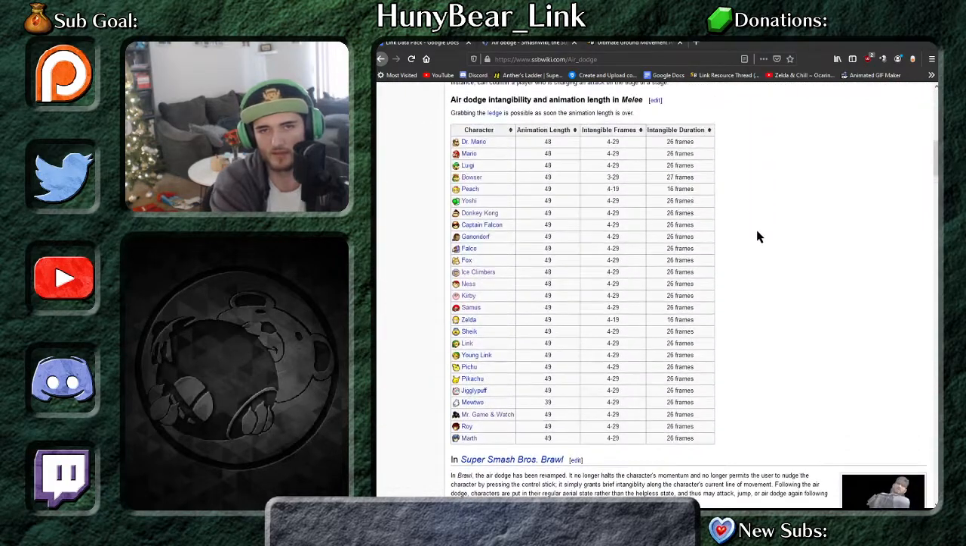Air dodge, you dodge in the air. That is pretty much the same throughout the entire cast, except for the Mario Brothers for whatever reason. Not really known, that. Oh, look at Bowser, frame 3.